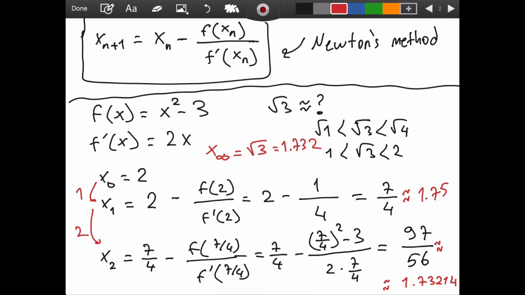And as a check on this topic, to really understand it, you could try to find the values of the square root of 2, square root of 5, square root of 7, square root of 11. You could do it for anything. And in the next video, I will use Newton's method to approximate the value of pi.